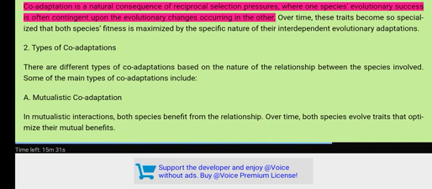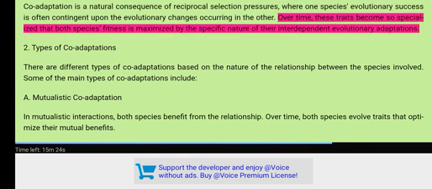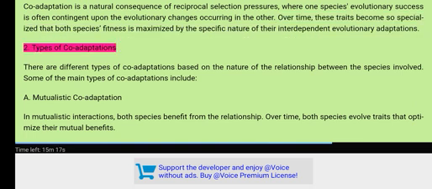Co-adaptation is a natural consequence of reciprocal selection pressures, where one species' evolutionary success is often contingent upon the evolutionary changes occurring in the other. Over time, these traits become so specialized that both species' fitness is maximized by the specific nature of their interdependent evolutionary adaptations.